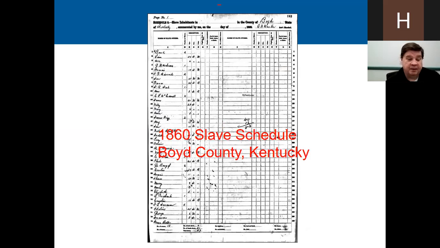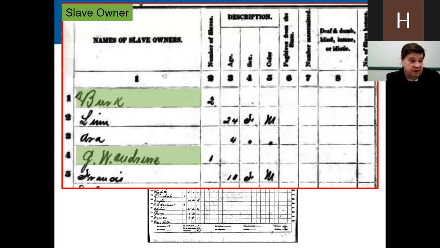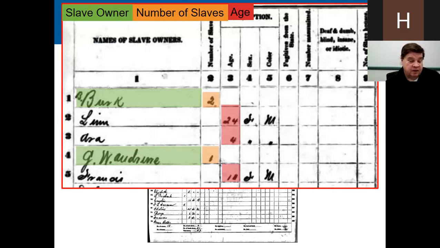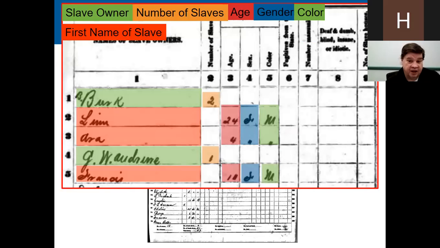The same thing happened in Boyd County, Kentucky in 1860. They gave the name of the slave owner, the number of slaves, the ages, the gender, and the color like they were supposed to, but they also gave the first names. Again, are there others in 1860? I don't know.